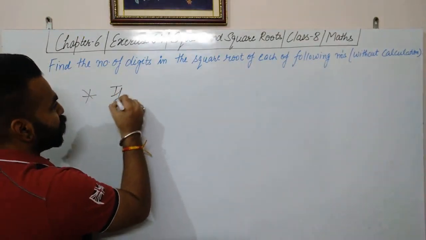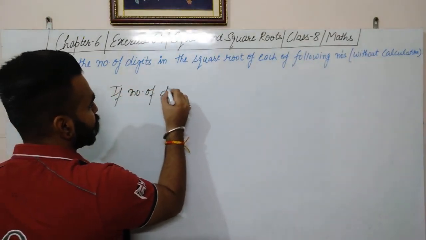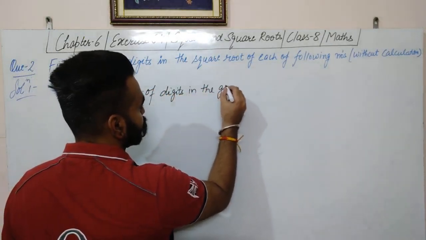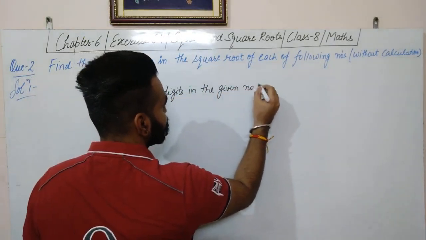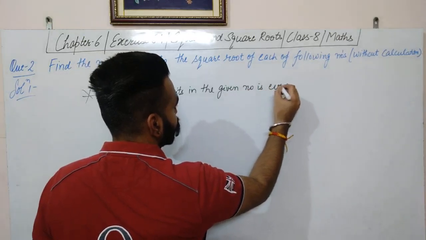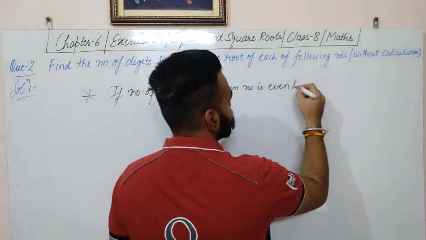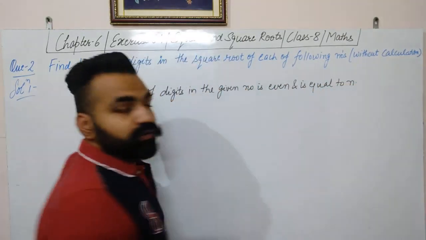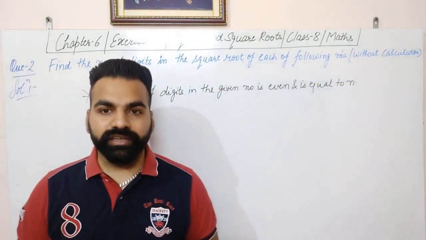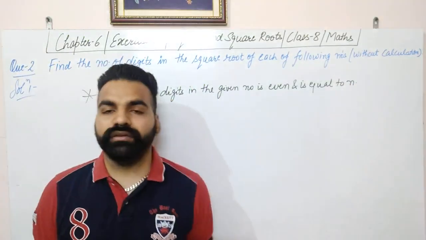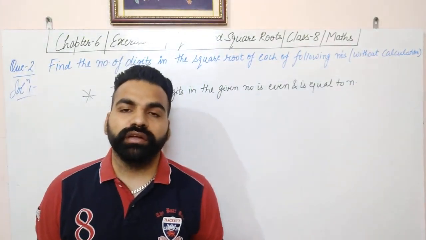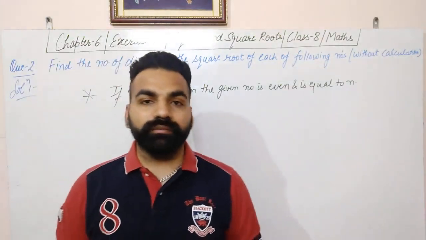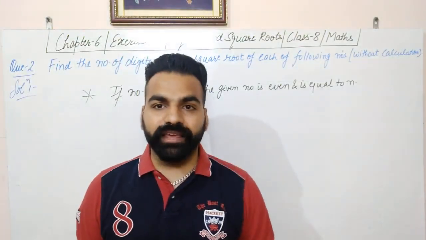So if the number of digits in the given number is even and equal to n. So if there are n digits in the given number and n is an even number, for example 64, 81, 25, in all these numbers the total number of digits is even.